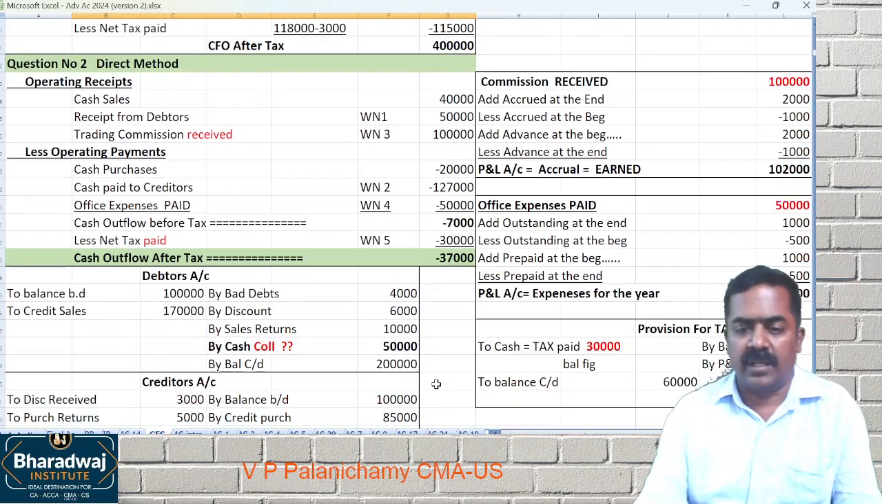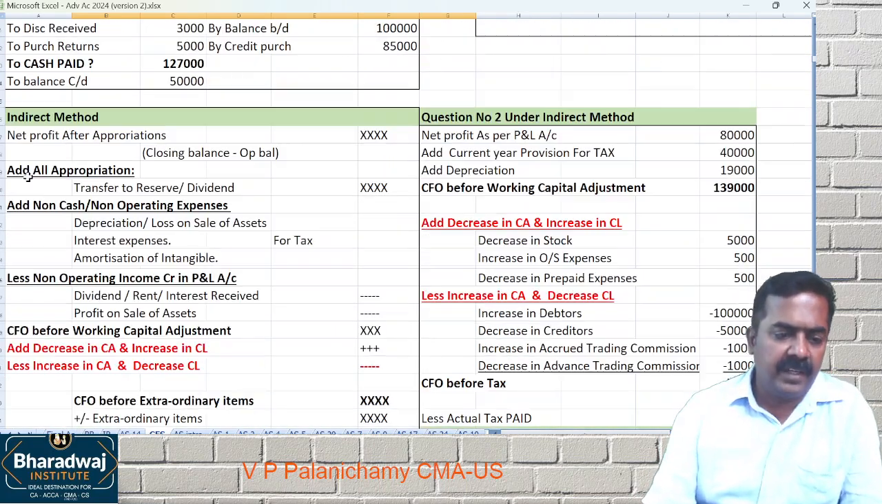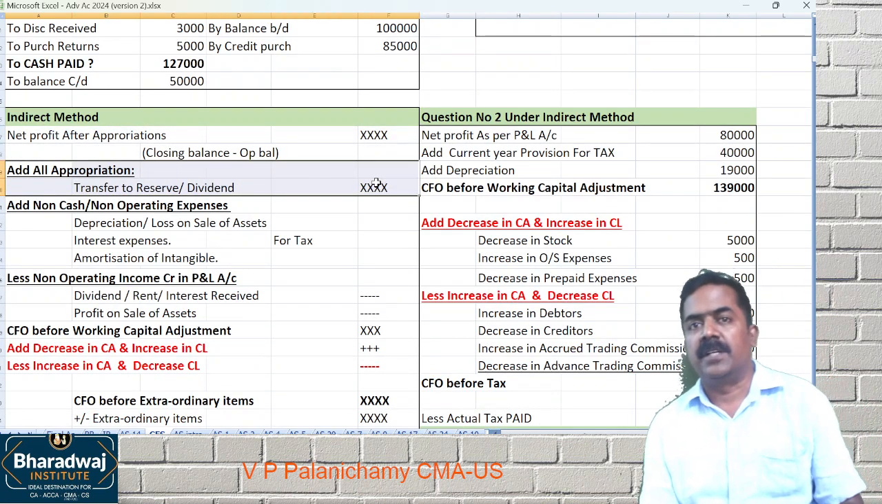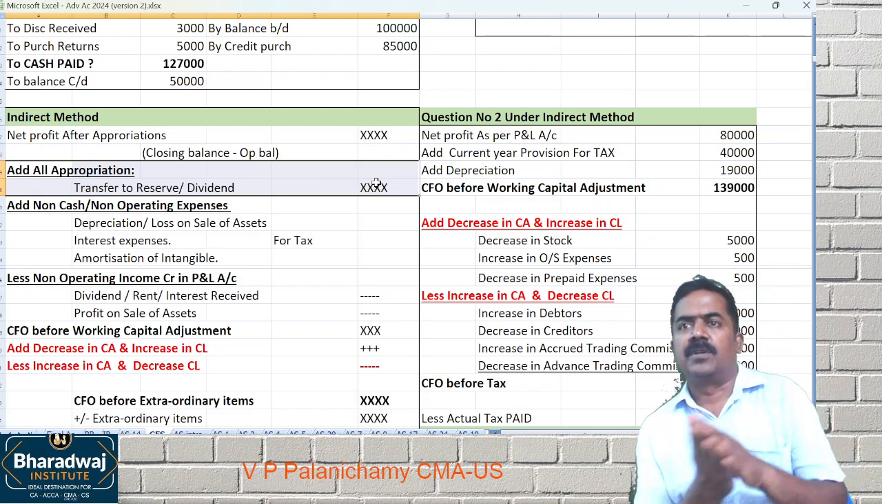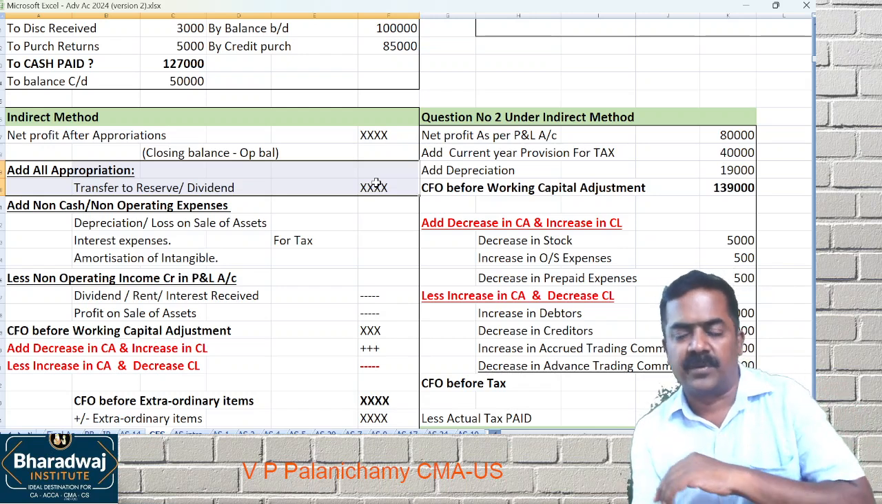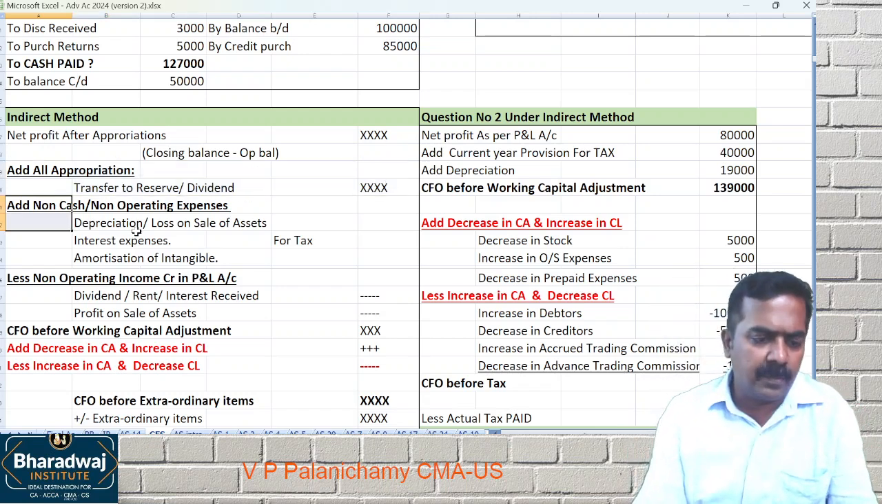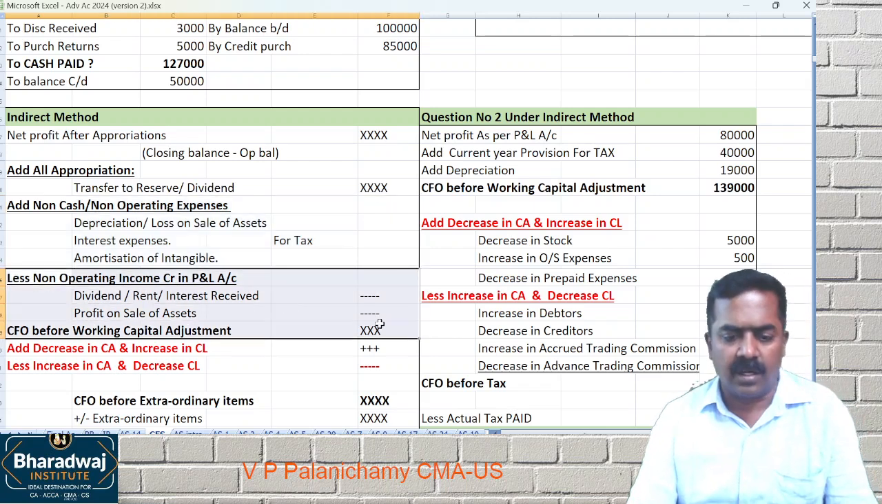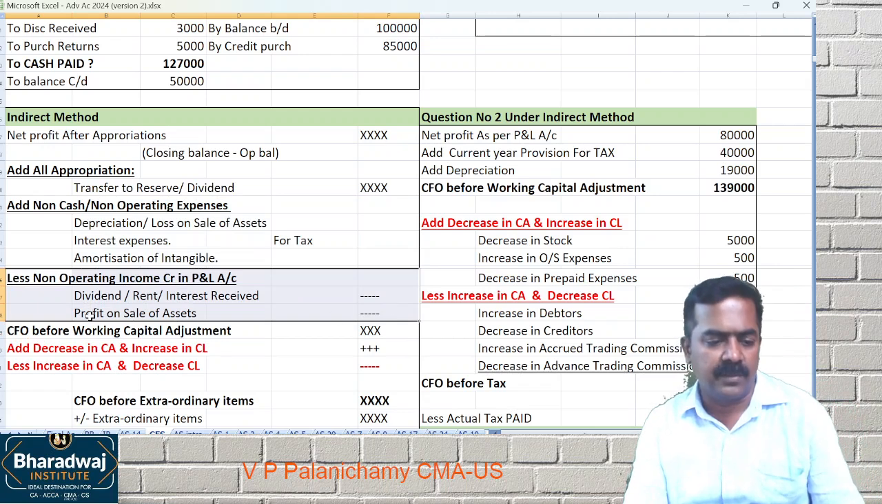What is indirect method? We do a reverse working. What do you mean by reverse working? We take net profit, that is retained earnings. Then we add back all the appropriations done, like transfer to reserves, amount set aside for dividend, all those things. We add back all the non-operating non-cash items. Any non-cash expenses, non-operating income credited to P&L account, we eliminate.